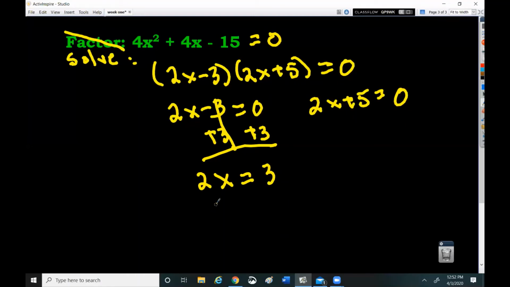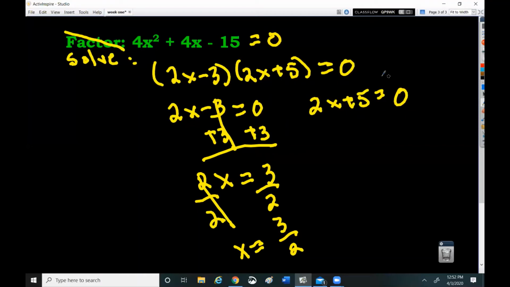So I'm adding 3 to both sides, and then I'm going to divide by 2. And so my final answer here is going to be x equals 3 over 2. Now let's do this one.